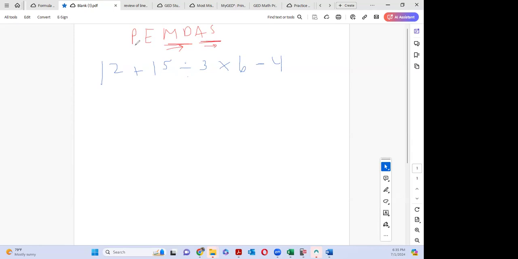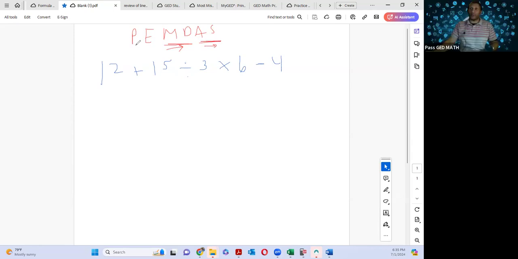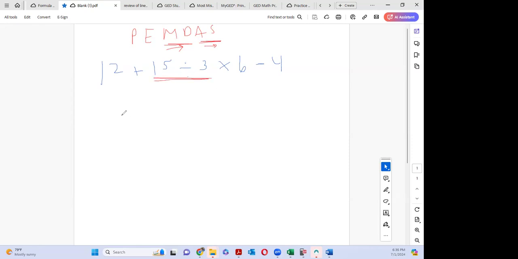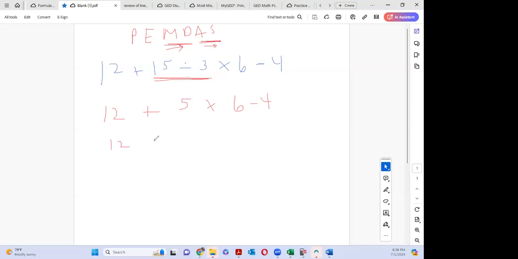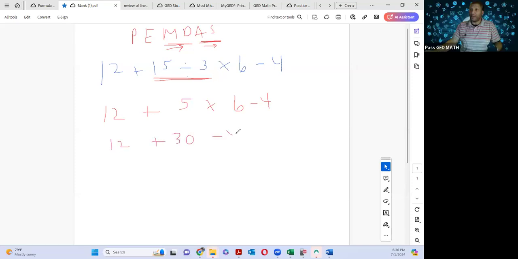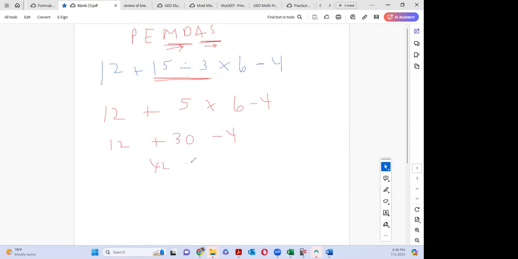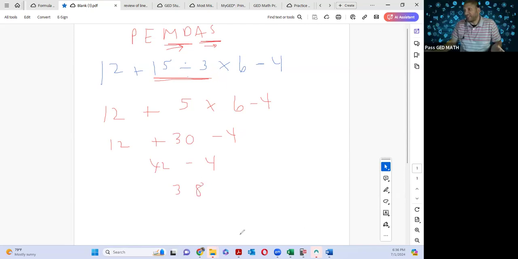So we don't have any parentheses. We don't have any exponents. We have multiplication and division, but we're going left to right. So first we're going to do this first. So we got 12 plus 5 times 6 minus 4. We have multiplication. We do multiplication next. 5 times 6 is 30. 12 plus 30 is 42. Again, we go left to right. 42 minus 4 is 38. Now, let's check it.